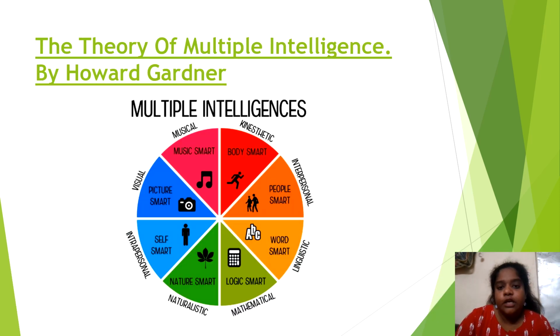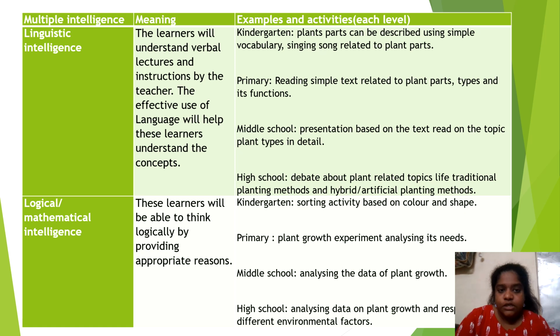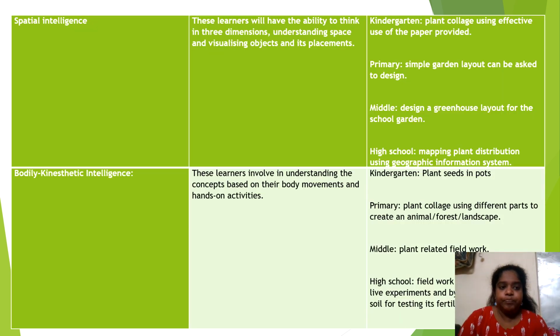The theory of multiple intelligences by Howard Gardner. This multiple intelligence theory has 8 intelligences. Linguistic intelligence, where the learners will be able to communicate verbally and understand or decode verbal information. Mathematical or logical intelligence, where the learners will be able to think logically and reason appropriately. Spatial intelligence, where these learners have the ability to think dimensionally, visualize objects, and use a place effectively. Bodily kinesthetic, where they will be involved in hands-on activities.